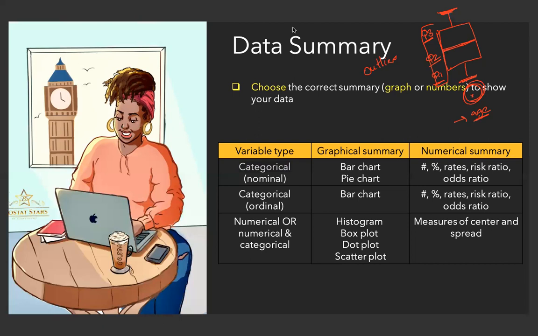Then the next one is the dot plot, which I've also explained in the next slide. And more importantly, the scatter plot. So I'm actually talking about the histogram, the box plot, and the scatter plot, because these are the ones that are usually asked about. So a scatter plot basically looks like this.